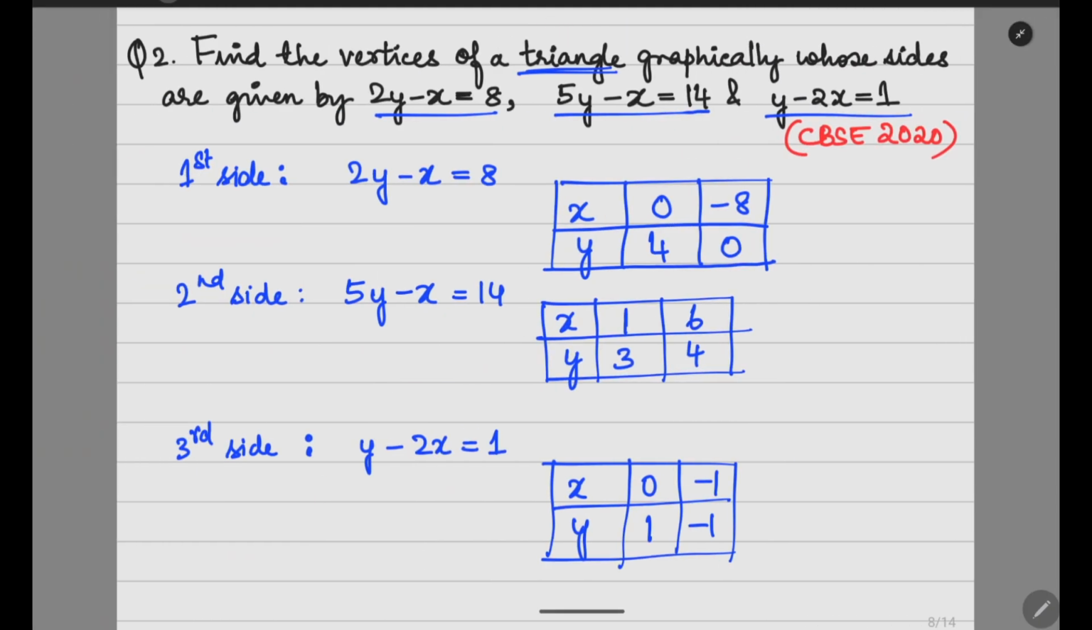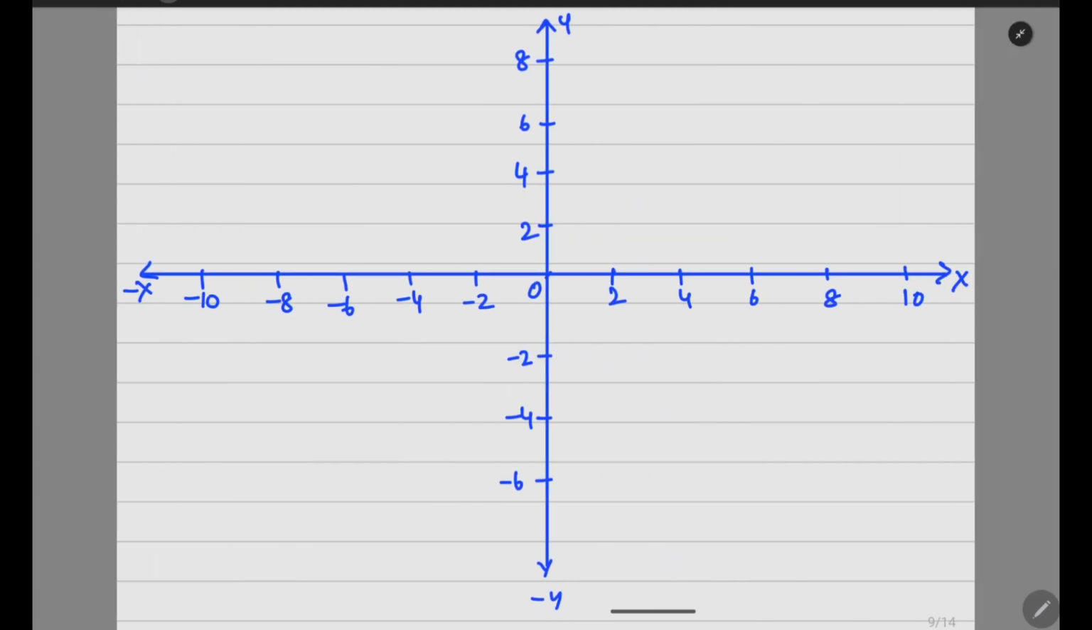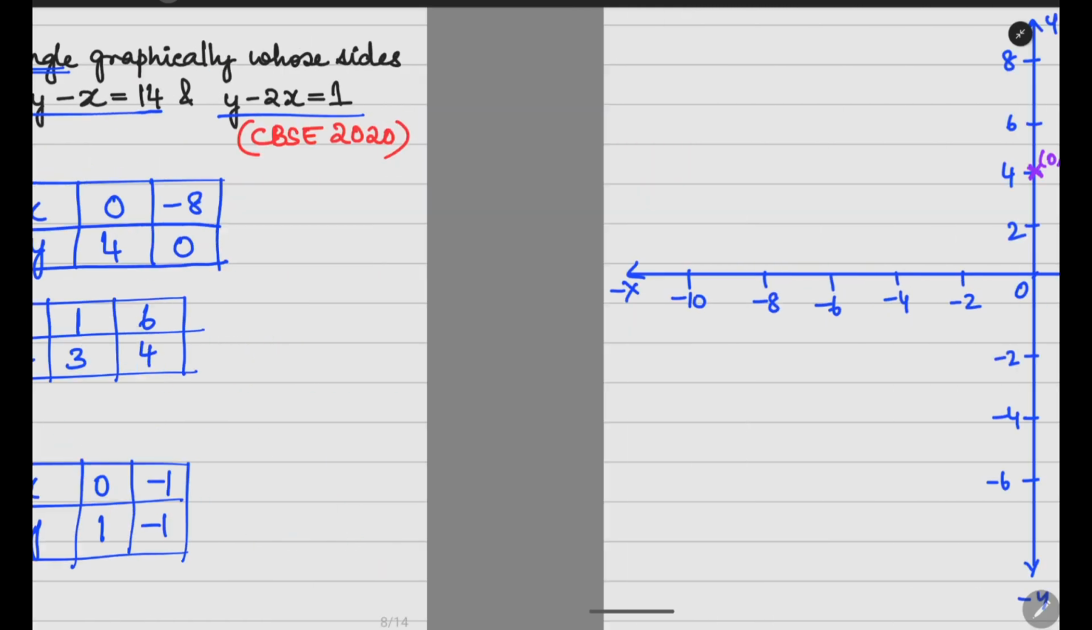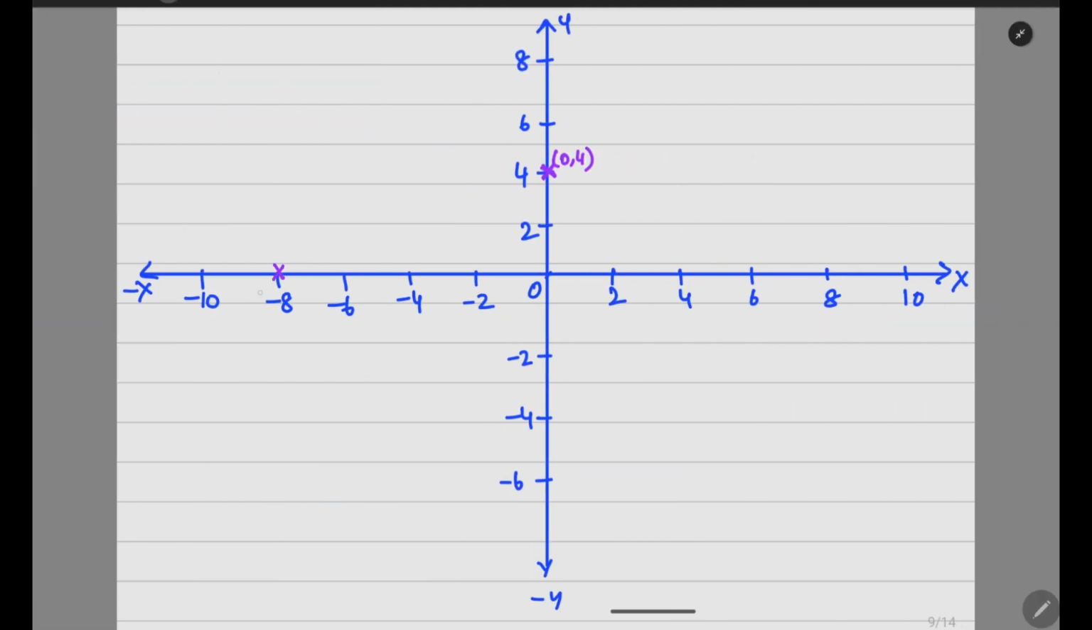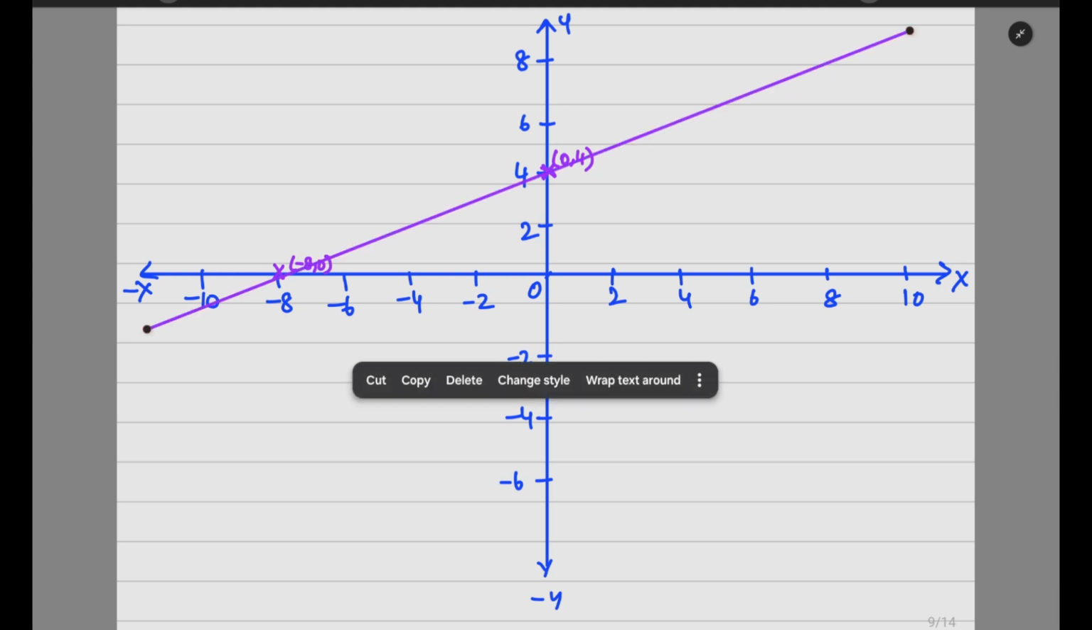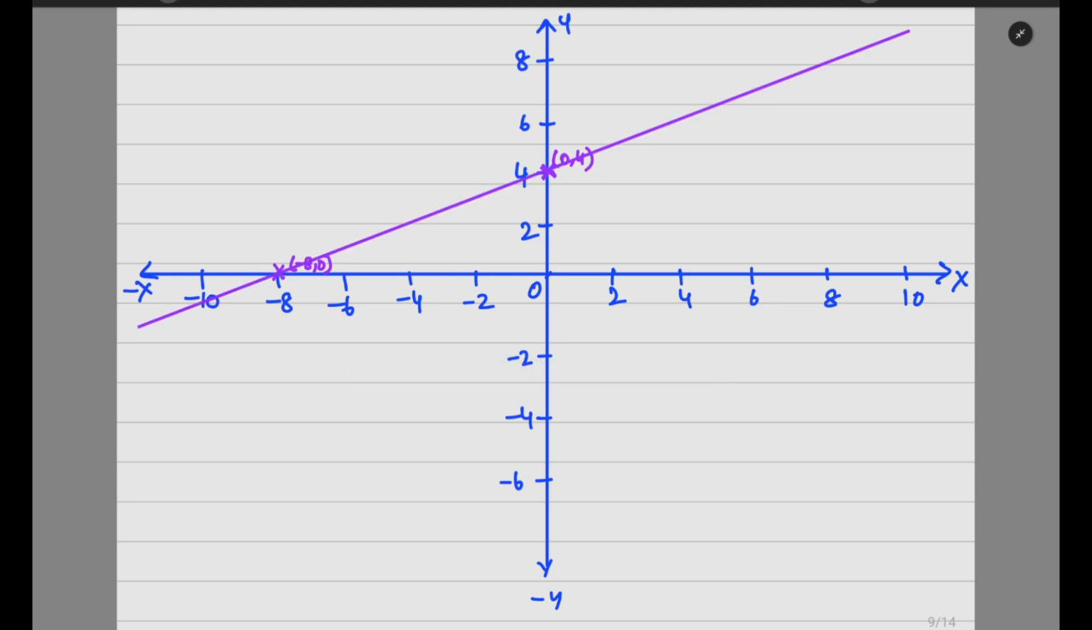So what is the first point? 0 comma 4. Let me take a different ink, for each of the sides. Where will 0 comma 4 lie? This is 0 comma 4. Okay, this is the point. Minus 8 comma 0 is here. Okay, this is minus 8 comma 0. Let me draw a line. So this is one of the sides of the triangle. You can do it with a scale. Okay, this is the first side.